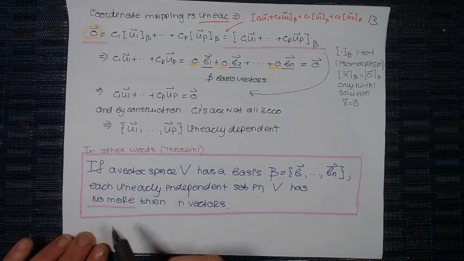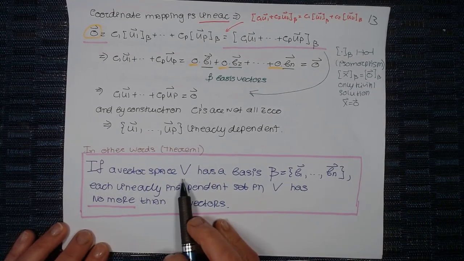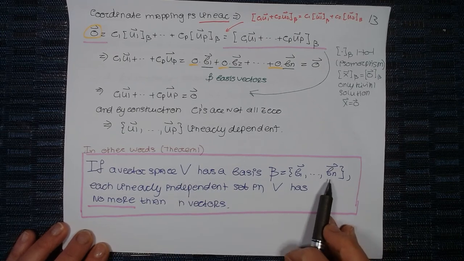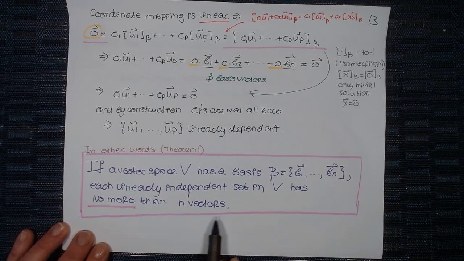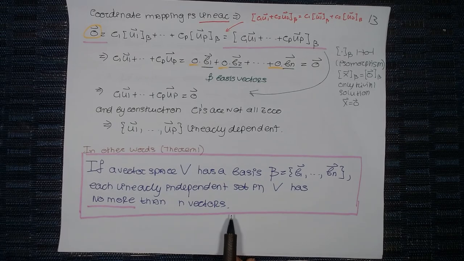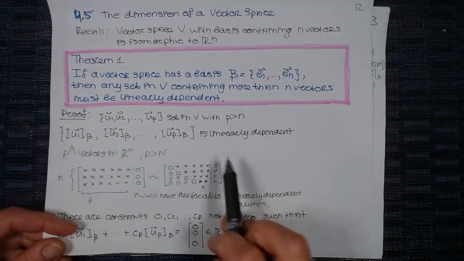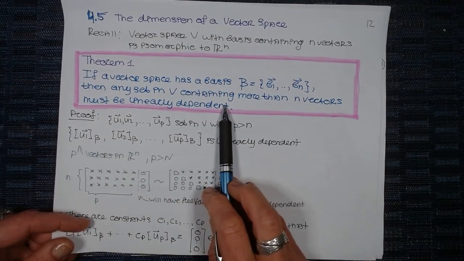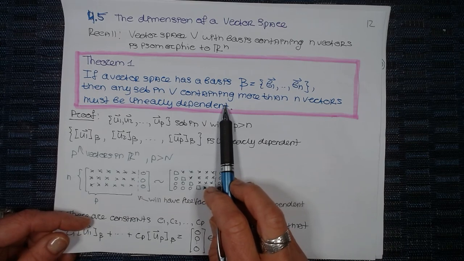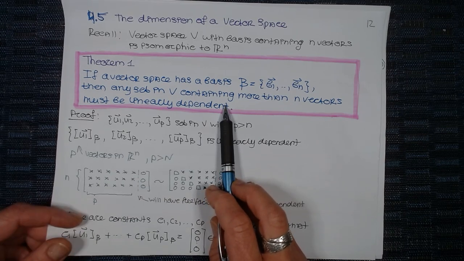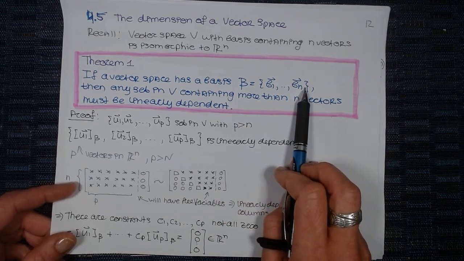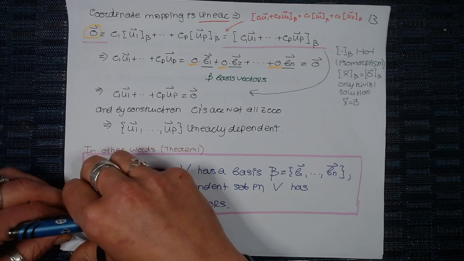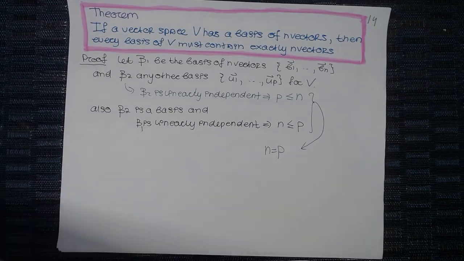We can rephrase it: if a vector space V has a basis with n vectors, then each linearly independent set in V has no more than n vectors, right? So it's basically just a restatement of this theorem 1 in different words. So I cannot have a linearly independent set with more than n vectors because I have n vectors in the basis. All right, so it's a very useful, powerful theorem.